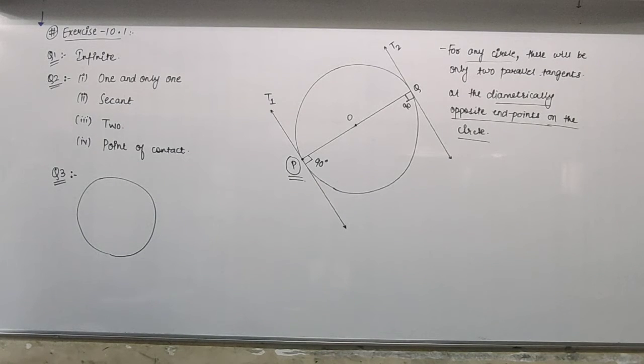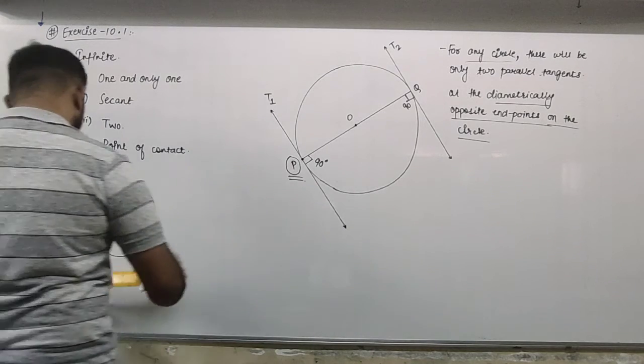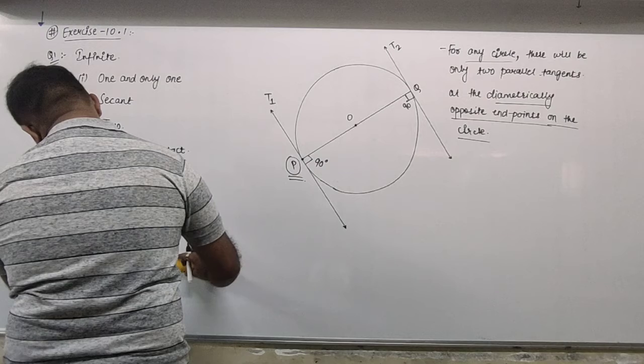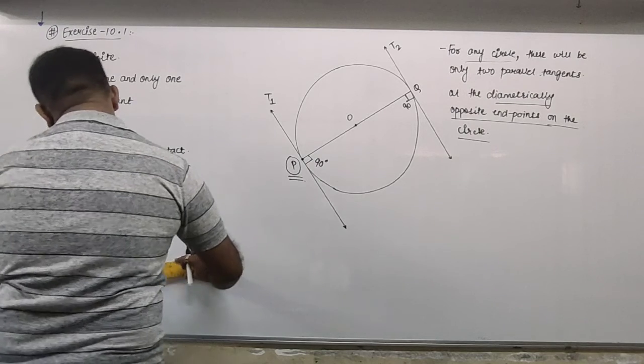Tangent PQ at point P of the circle of radius 5 cm means a line through the center O at a point Q, so that OQ is 12 cm. So I am going to draw.